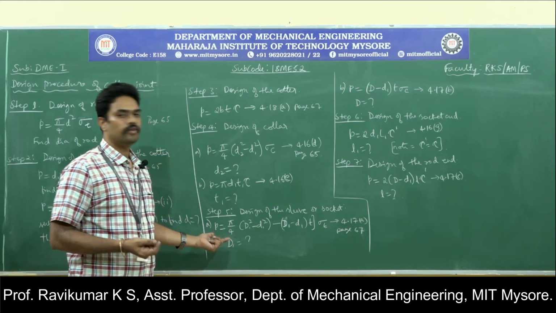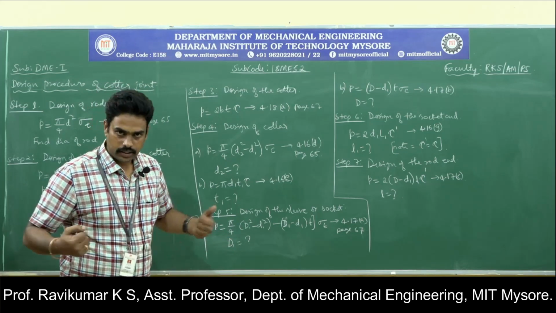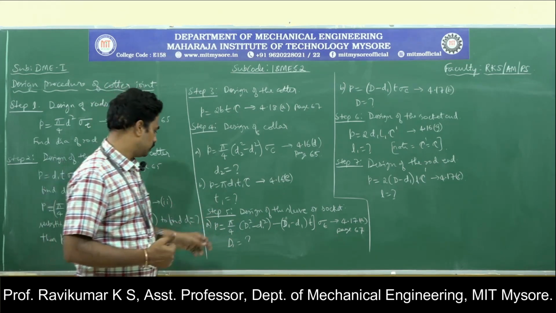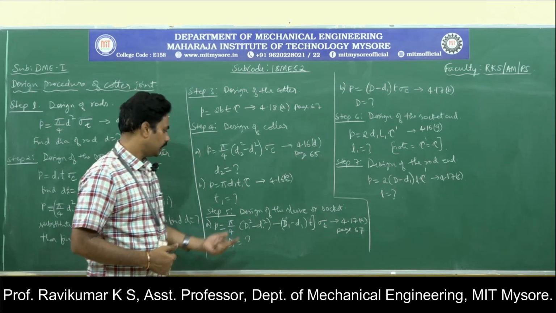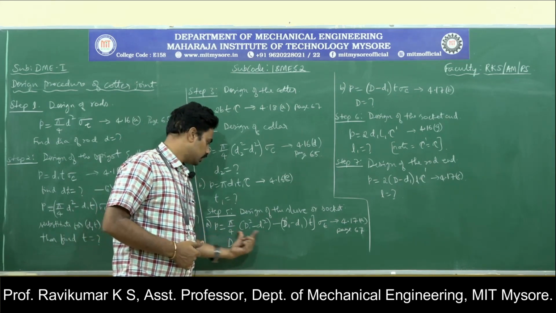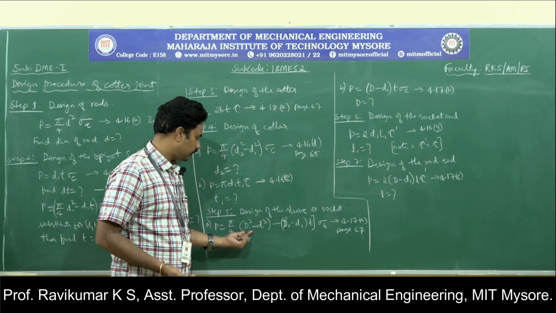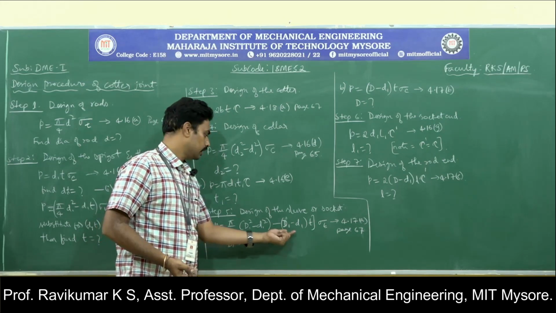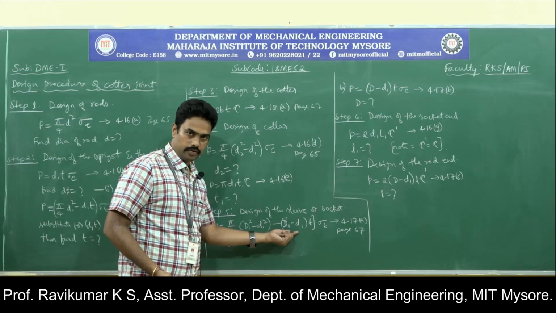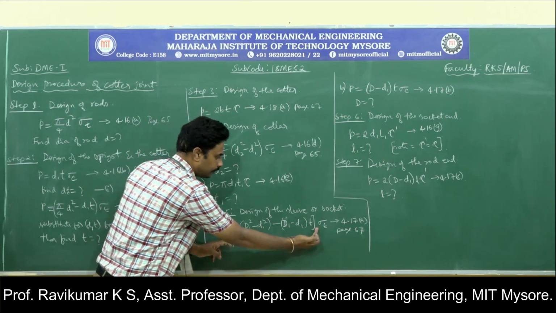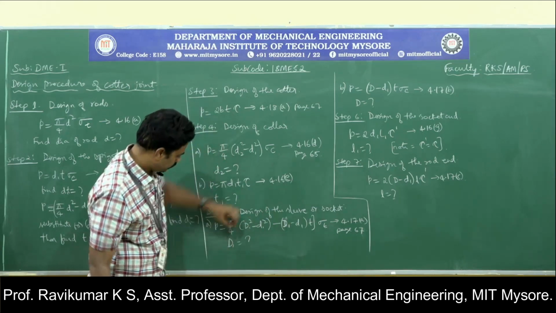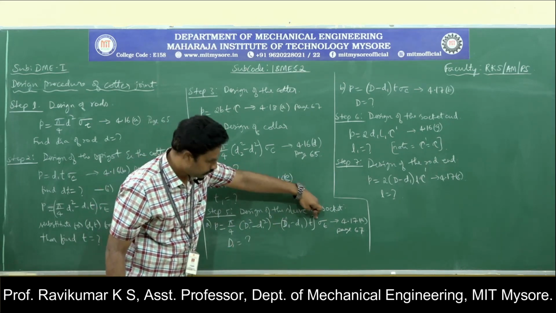Again here the sleeve or the socket will be in tension. Considering the tension, P is equal to pi by 4 into capital D1 square minus small d1 square, minus capital D1 minus small d1 into T, into sigma T, where this entire term will be the area. From here to here is the area.